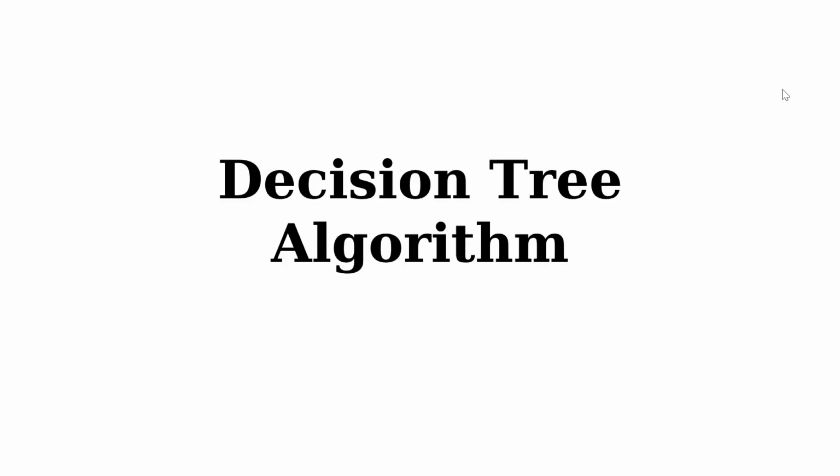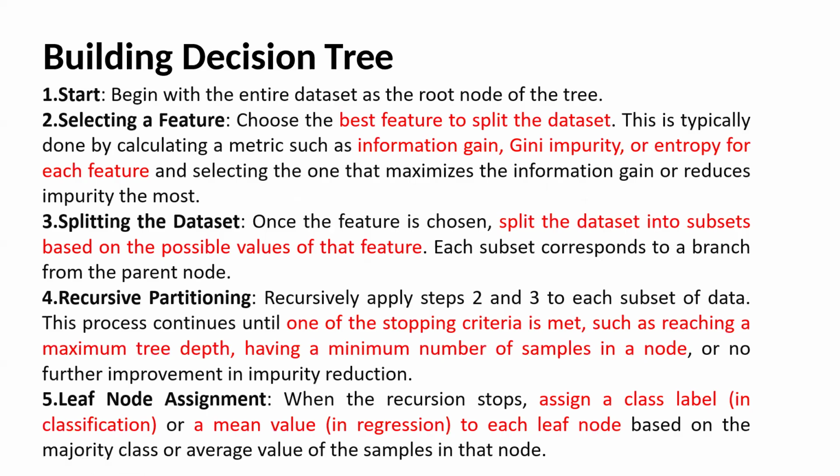Hello everyone. In this video, we will learn about the theory behind the decision tree algorithm. This is a supervised machine learning technique that is used for the purpose of classification and regression. And these are all the steps involved in building the decision tree.